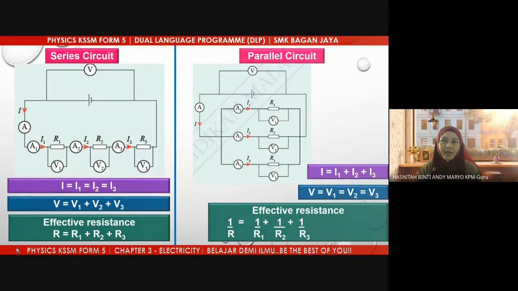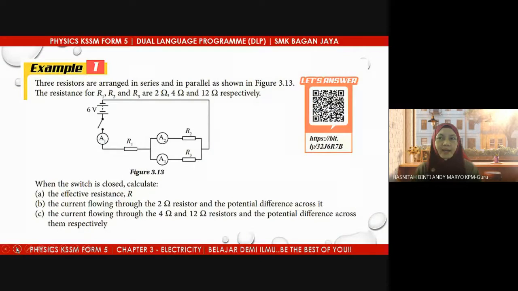Let us do some exercises on how to apply these formulas. Before that, let us take a look at two examples in your textbook on page 104 and 105, so you can open your textbook as well. We have a diagram shown here. Can you tell me what type of circuit this is? Is it series, parallel, or a combination of series and parallel?